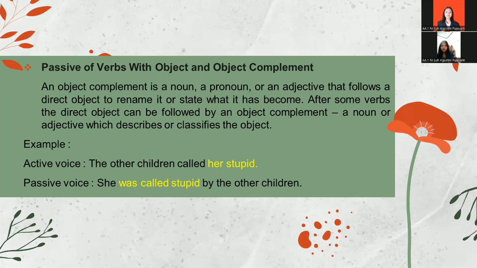And here are the examples. In active voice, the other children called her stupid. So in the passive voice, the sentence will be, she was called stupid by the other children.